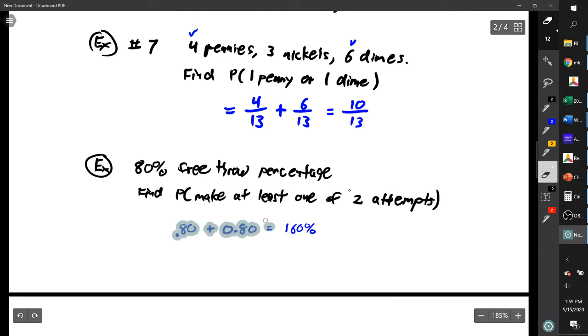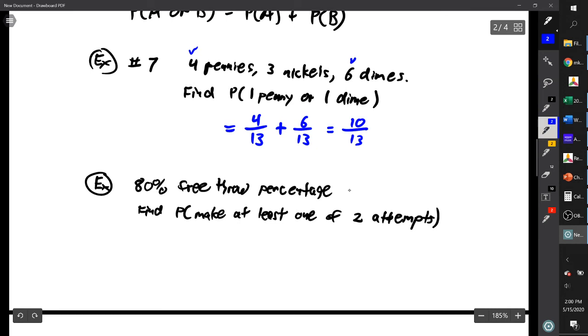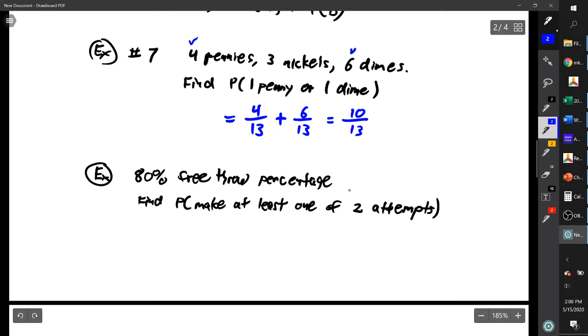So what we have to do is look at it like this. If the person makes just the first free throw, what does that mean they do on the second attempt? Well, if they make just the first one, then they miss the second one. And so we have to include the probability that they miss the second one. Okay? So it would end up looking like this.